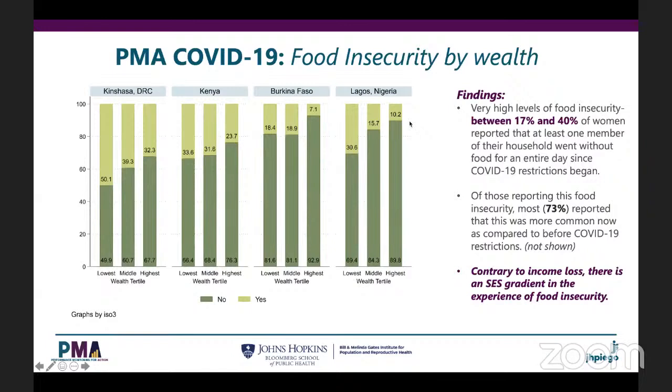So the story that I see in these graphs is that at least in this first phase of the restrictions and the pandemic, everyone across the board is taking an economic hit, but poorer households are being pushed into severe food insecurity at much higher levels. Although there is something to say, it's not negligible even among the wealthiest households. Almost 24% of women in Kenya in the highest wealth tertile are reporting that somebody in their house didn't eat for 24 hours.